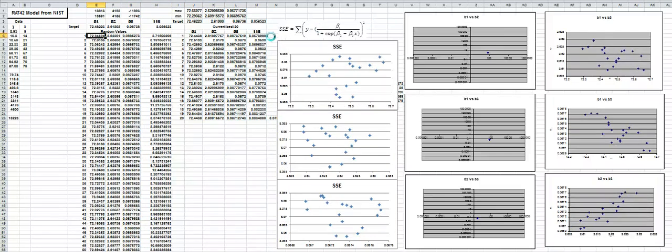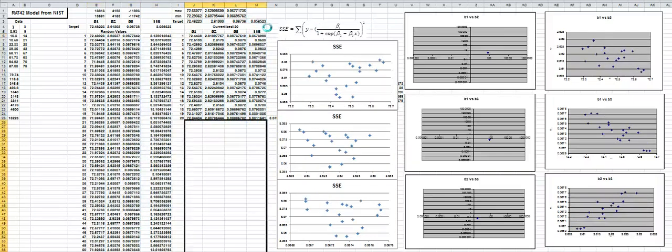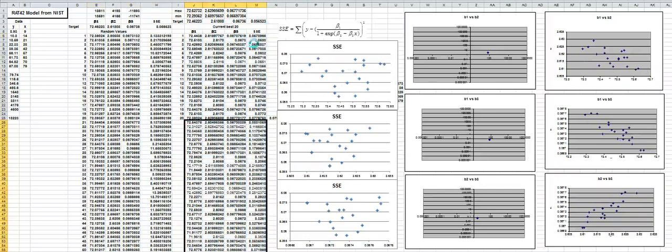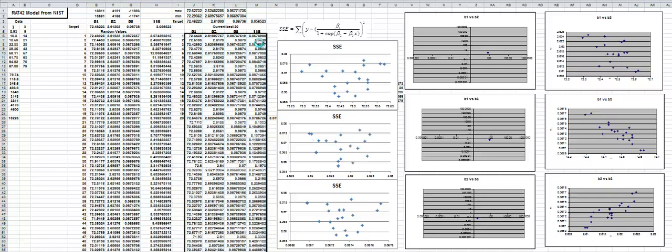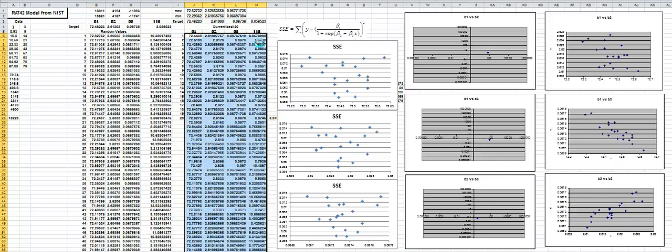So the target SSE that we're looking for is 8.0565. And our best value at the moment is 8.0678. So we've all but converged to the best values of the SSE.